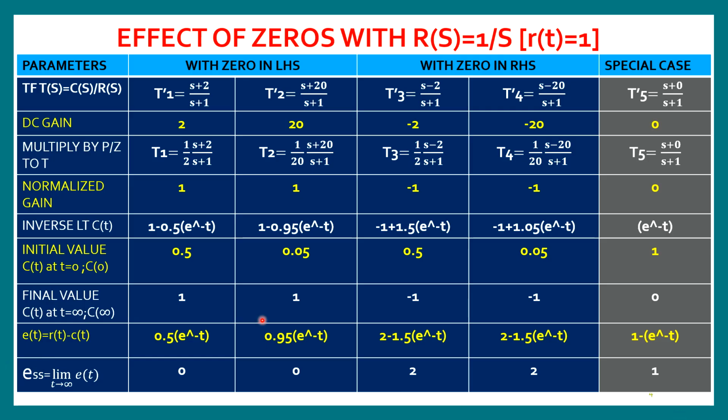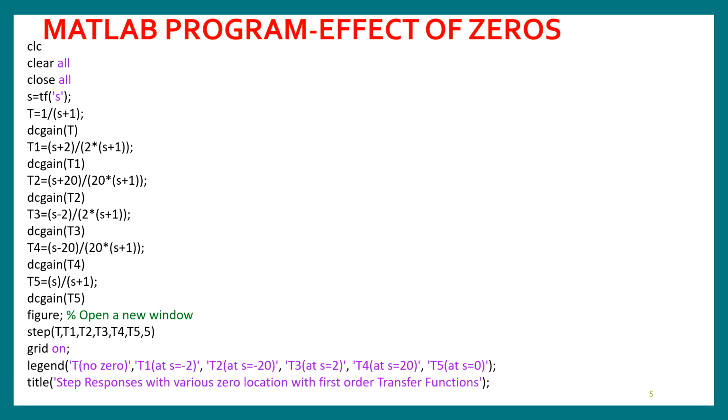So what is the final conclusion from this slide? There is a change in the transient portion and not in the steady state value. Also, it contributes initial magnitude, increases the speed of response and reduces the rise time. Let us move to the next.